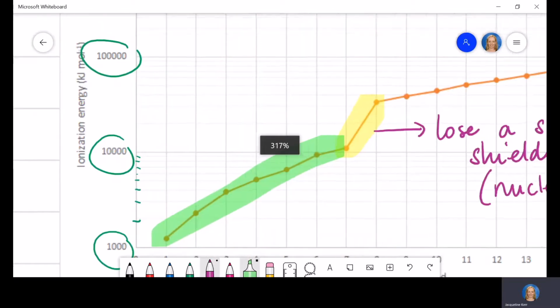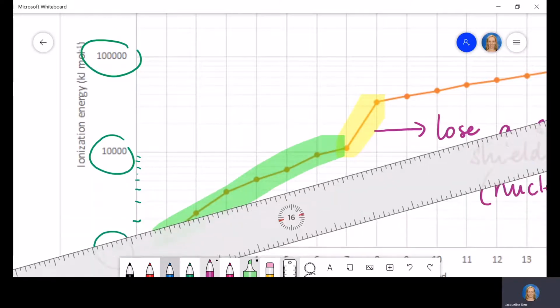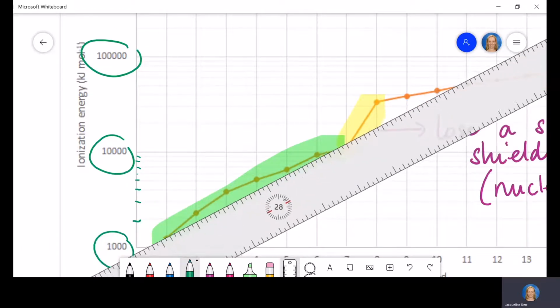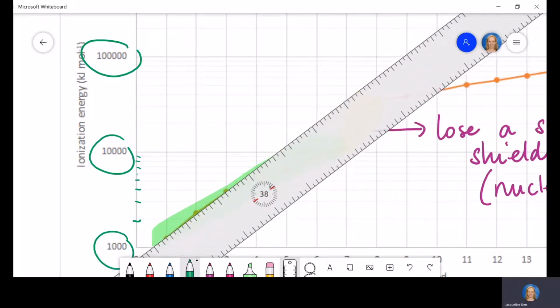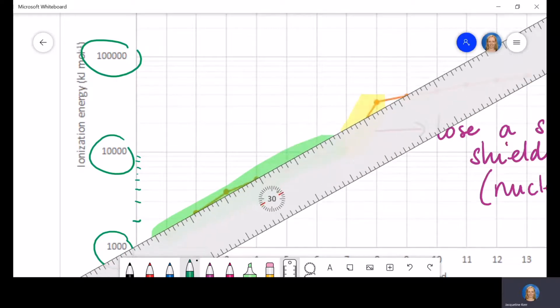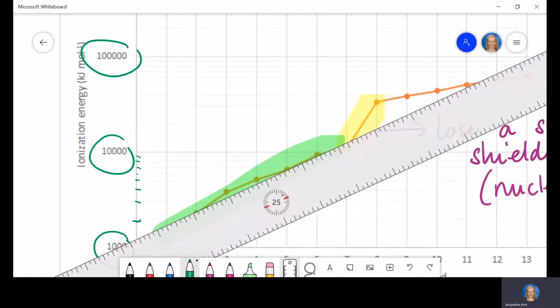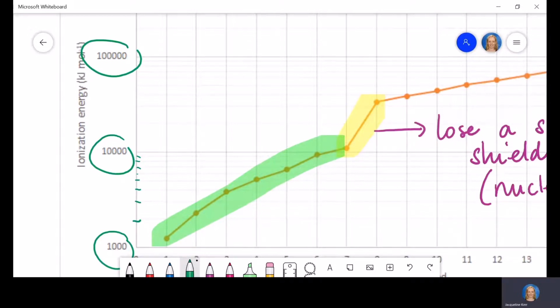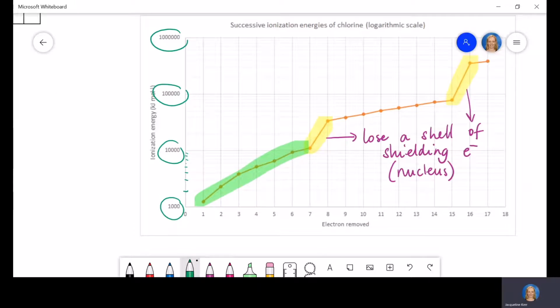If you wanted to zoom in on this a little bit more, you would see that it's not a perfect kind of trend. If I put this ruler here just to exaggerate the gradient, we can see it's not a straight line. Our first couple are a bit harder to remove, and then we see the graph flatten a little bit here. And these little blips, if you like, these discontinuities, we can explain by looking at the subshells, the orbitals that make up the different sub-levels within a principal energy level.